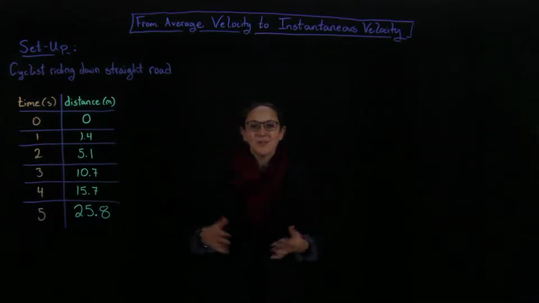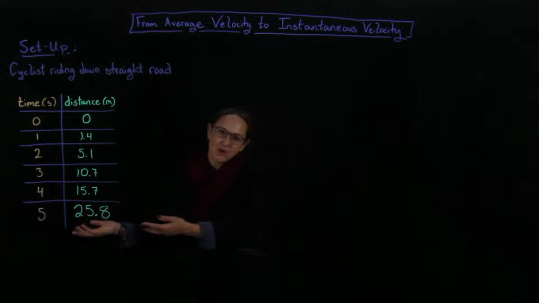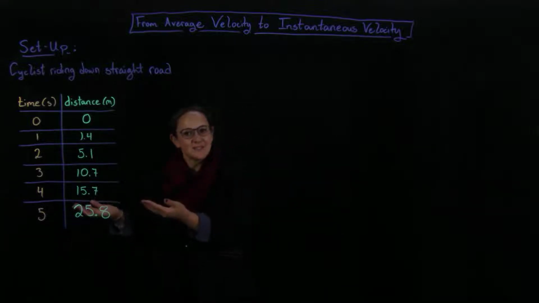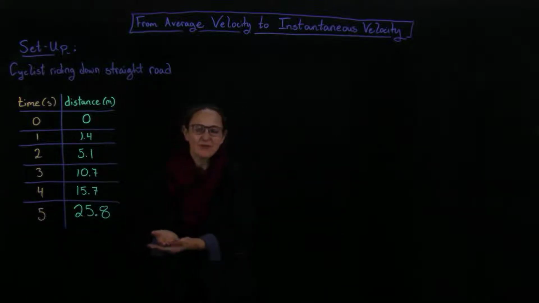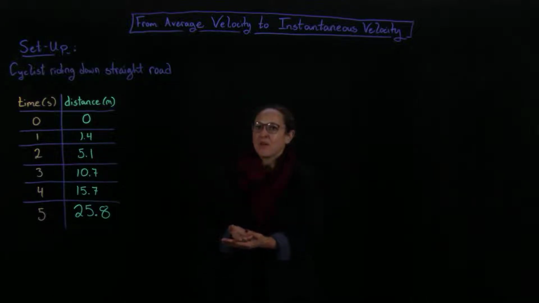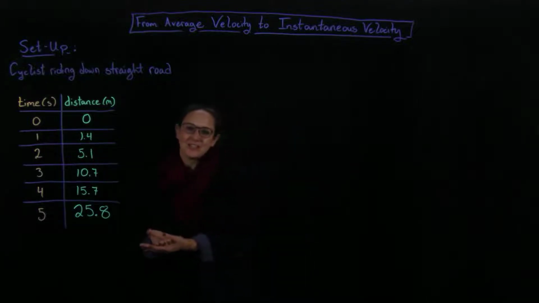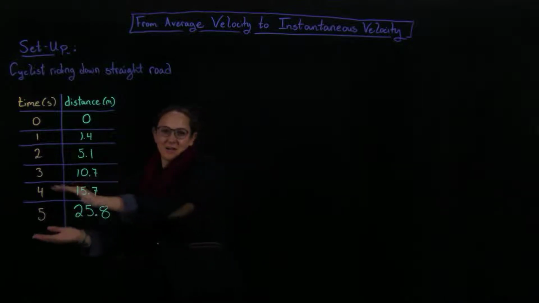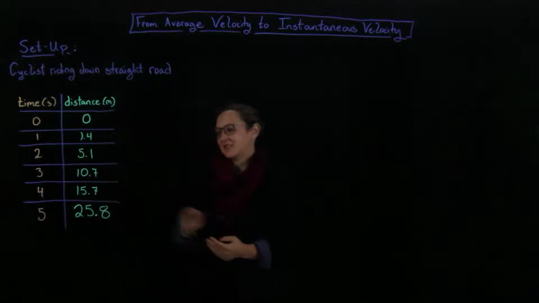Welcome. So in the last lecture, we looked at this kind of chart of values, and we were interested in trying to figure out, well, where's the average velocity? Like on what 1 second interval is it the fastest? And we did this by looking at the change in distance divided by the change in time. And it turned out it was here.